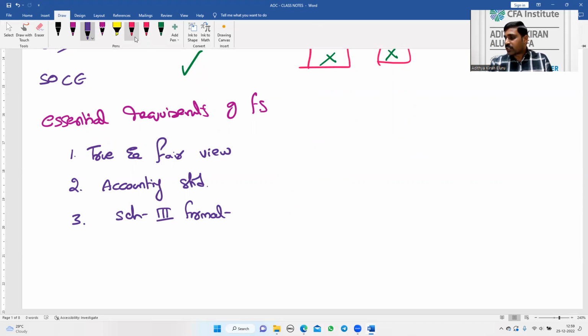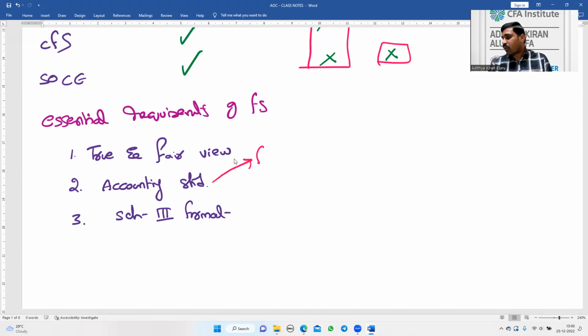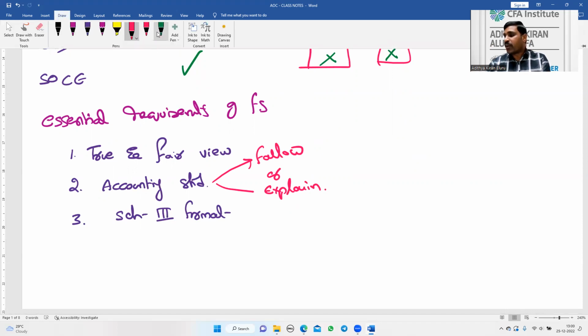So therefore, for accounting standards, you have an option. If you did not follow accounting standards, follow or explain. You either follow the accounting standards or you explain why you did not follow.